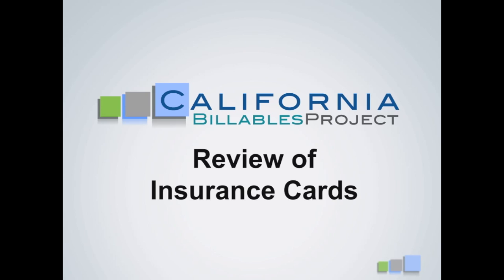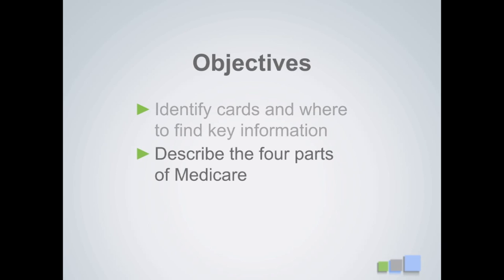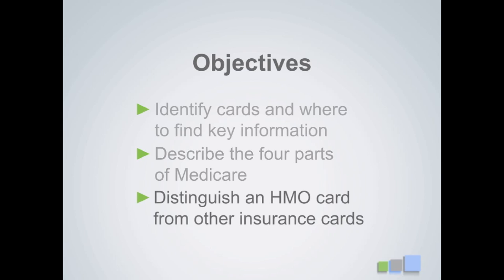In this lesson, we'll review various types of insurance cards, including some of the common ones you might see patients come in with. You'll also be able to print out a job aid on becoming familiar with insurance cards with an overview of the key information to look for, as shown in this lesson. As a result, you'll be able to identify cards and where to find key information, describe the 4 parts of Medicare, and distinguish an HMO card from other insurance cards.